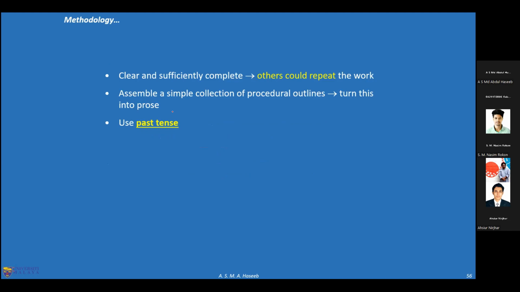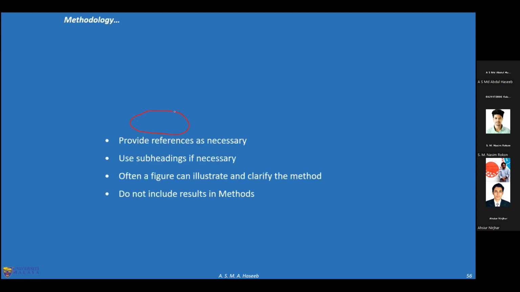Typically, it is written in past tense when you write a paper because you have completed your experiments. However, if you write a proposal, then it will be in future tense because you will be carrying out the work sometime in the future. In the methodology section, you can write down the references if necessary. Sometimes it can be a quite large section. In those cases, you divide it into subheadings because then it's easier for the readers to follow. If necessary, add figures because figures always help.